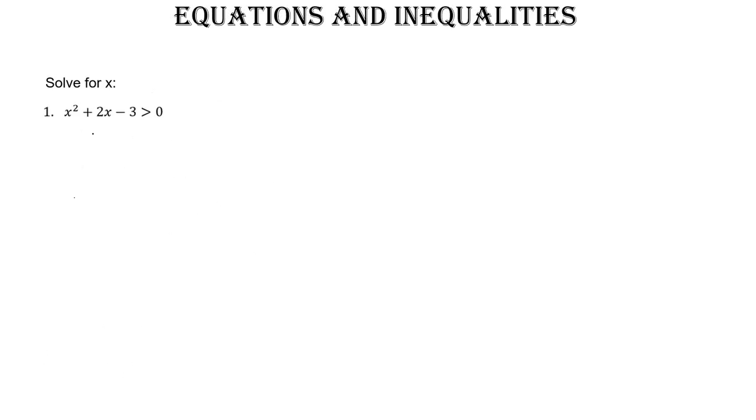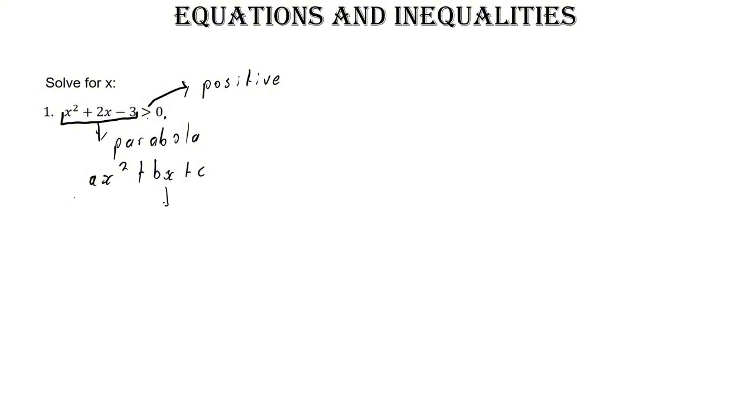We're given that x squared plus 2x minus 3 is greater than 0. So what does this sign mean? It means positive, right? So what are they basically asking us? They're asking us, where is this graph greater than 0? And we know that this graph is a parabola because it is in the form of ax squared plus bx plus c.